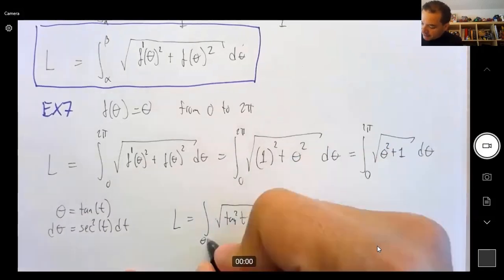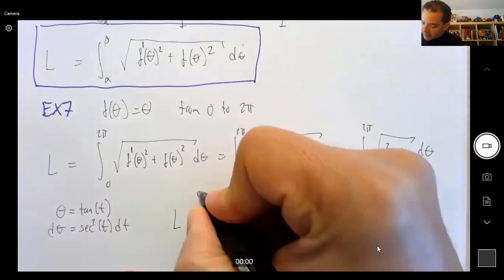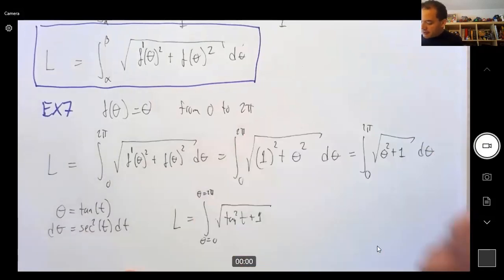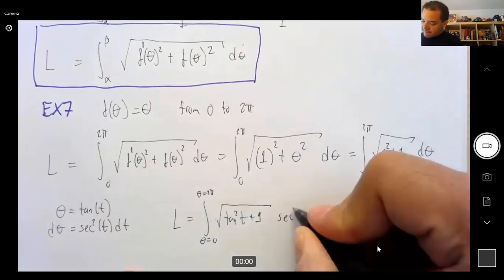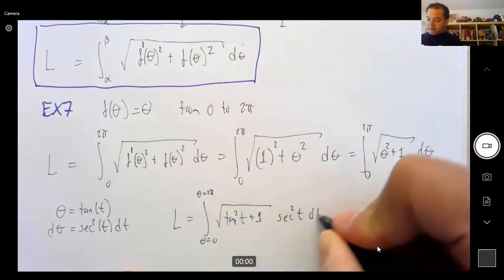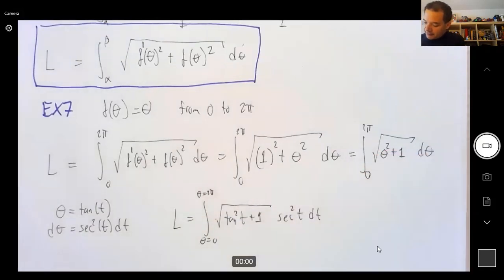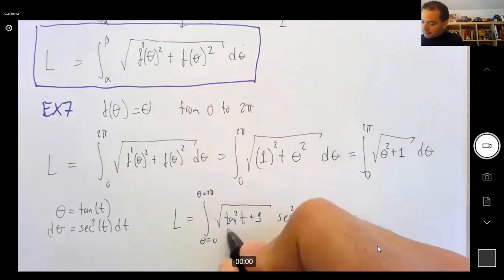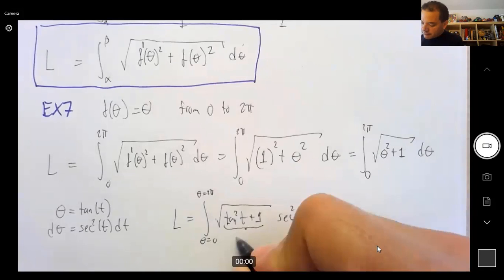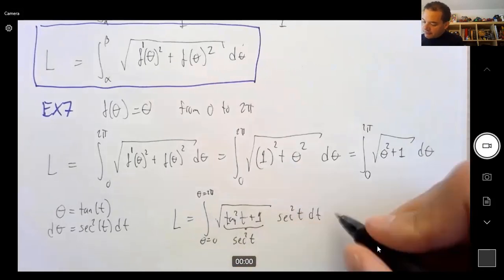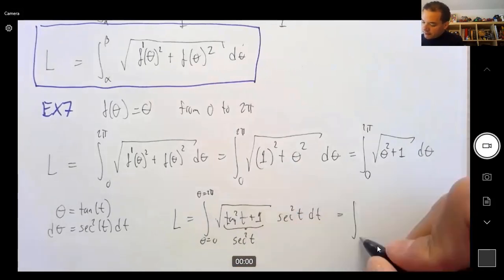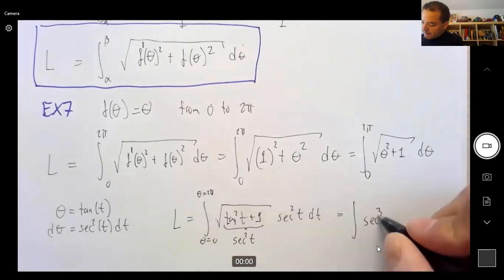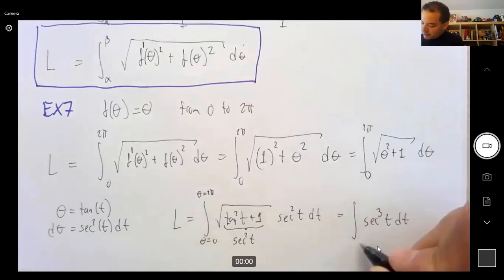Let me still mark it from 0 to 2 pi. I don't want to change the limits because it will be easier if we don't. And then d theta is secant squared. And then remember that tangent squared plus 1 is secant squared. And with the square root, this becomes secant cubed. So this is the integral of secant cubed from 0 to 2 pi.